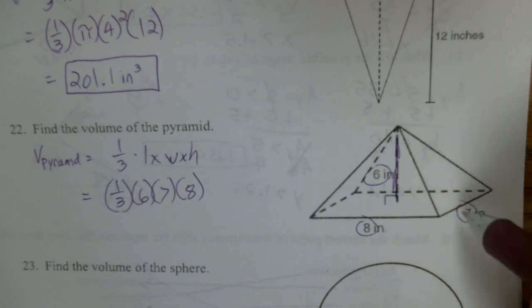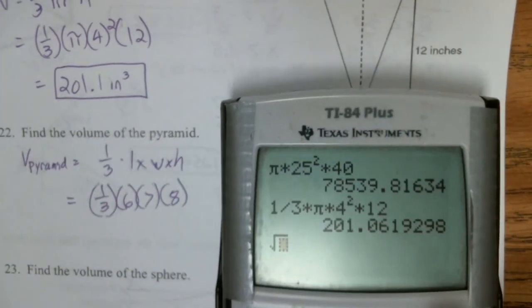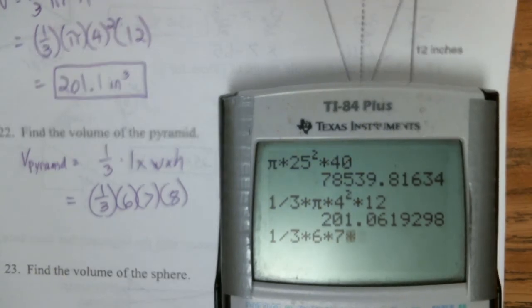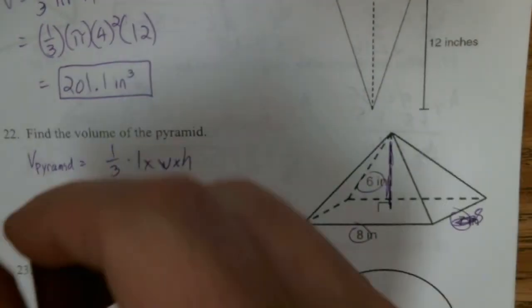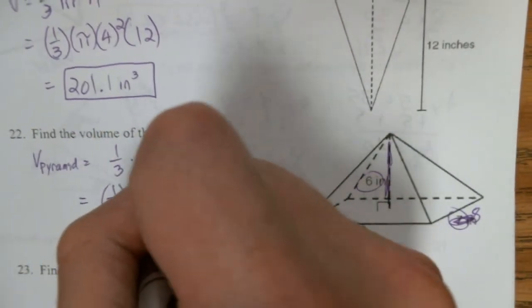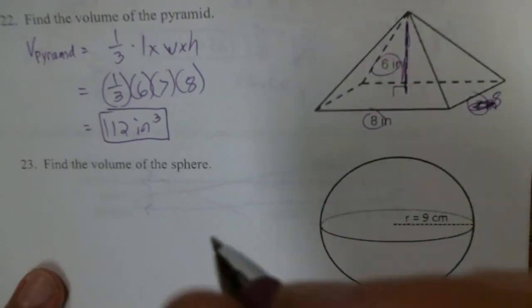If it were a square base, sometimes they'll say it's a square base and they only give you one side, and you just say if it's a square base, then the other side also has to be the same dimension. Same length. Alright, so let's go 1 divided by 3 times 6 times 7 times 8. I get 112. Units, they like inches. Inches cubed again.